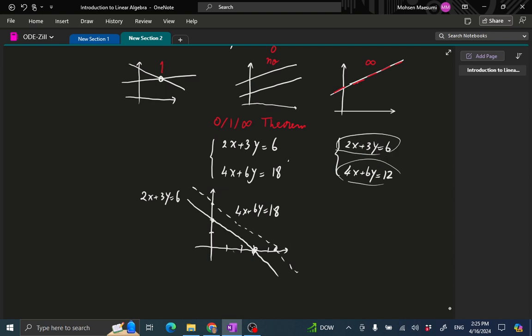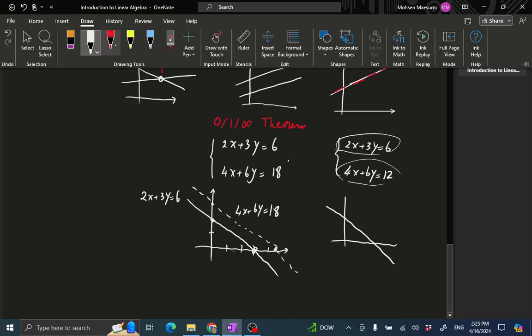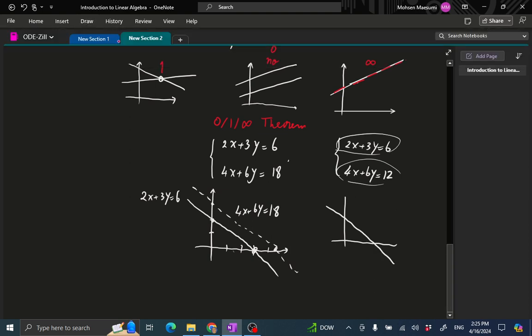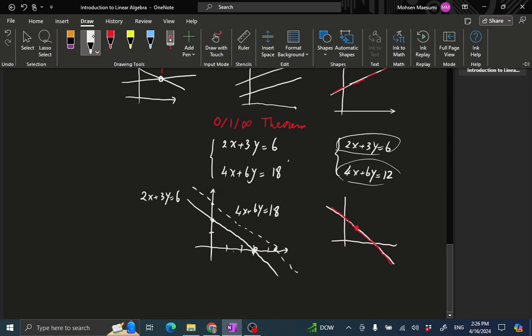If you draw them, the first equation just like what we had here, and the second equation, again, the x and y intercepts are the same. It's exactly the same line. The equation of it is just multiplied by some multiple, and whatever x and y that works for one of these equations is going to work for the other one, and there are infinitely many of them.